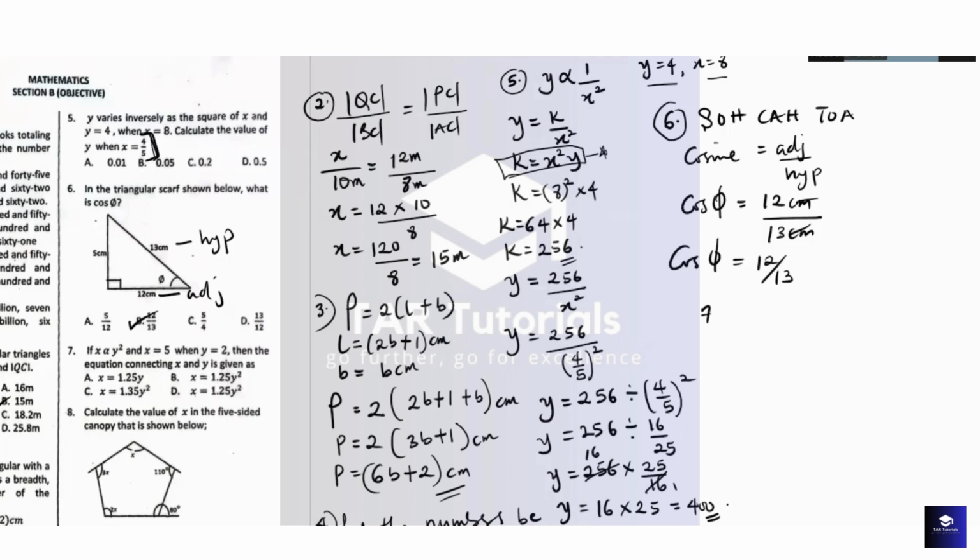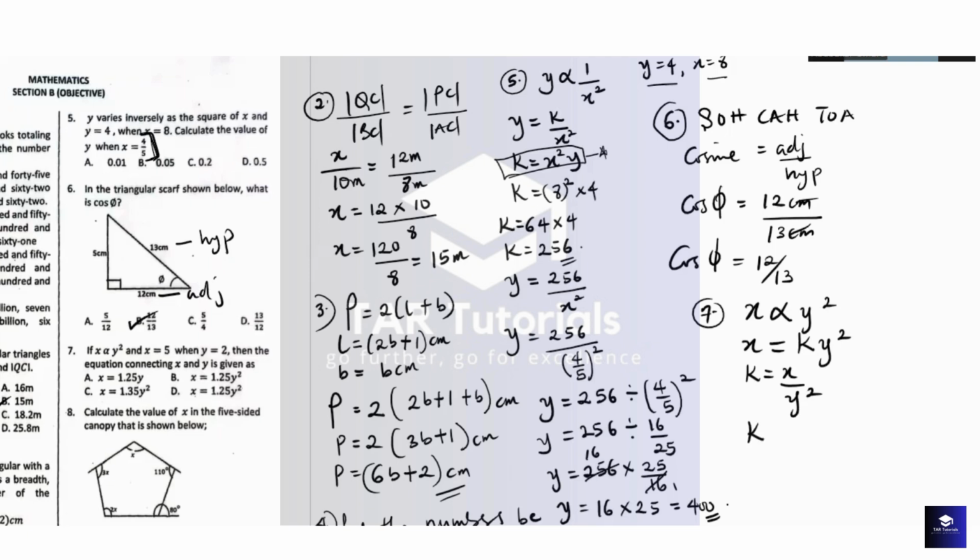Question 7. Question 7 says, if x varies as y squared and x equals 5 when y equals 2, the equation connecting x and y is given as? The only thing that we need to do here is to find the proportionality constant, just the way we have done in question 5. Given that x varies as y squared, all we need to do is change the variation sign to equals, then introduce a constant k, so x equals ky squared. Now we are looking for k, therefore k is equal to x over y squared.